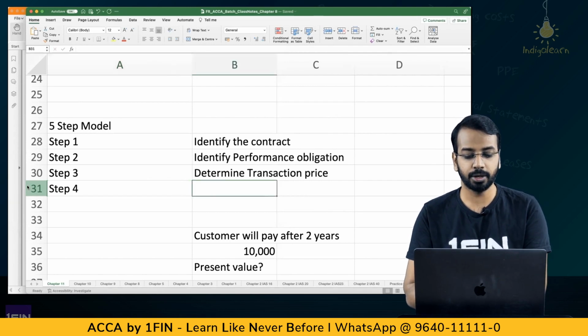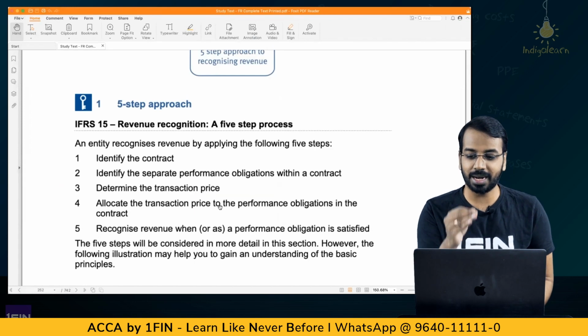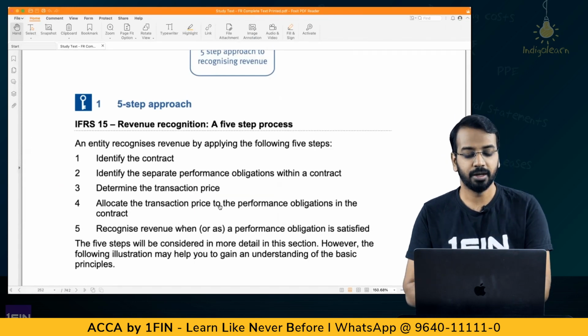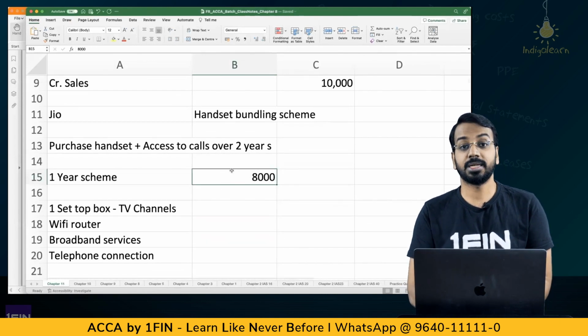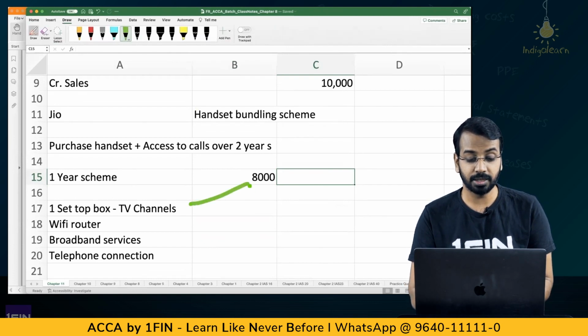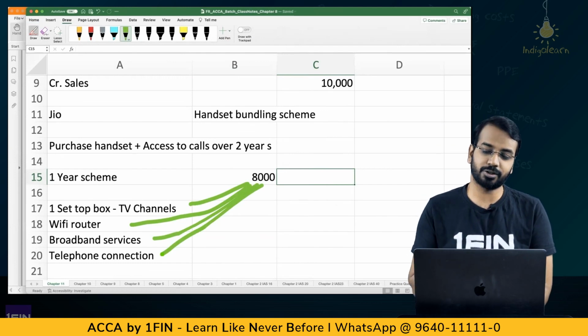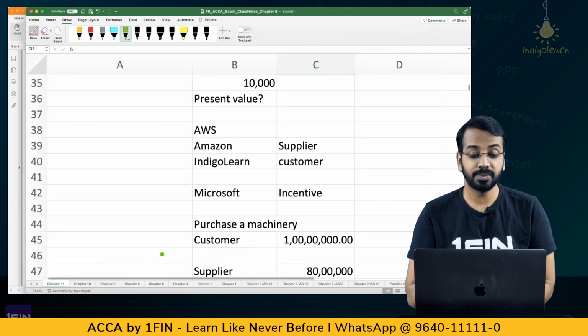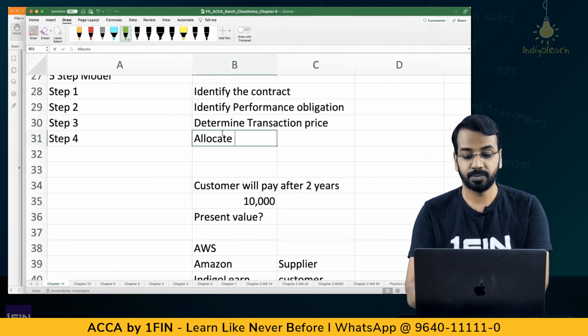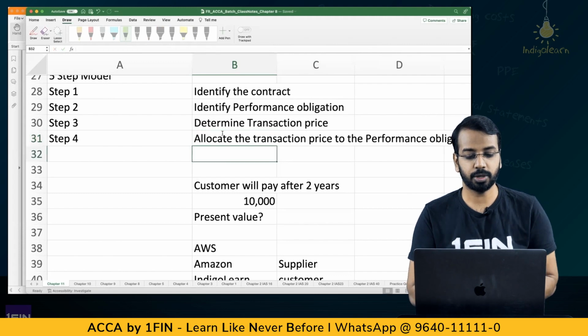Then step 4, the next step, is allocate the transaction price to the performance obligation in the contract. So this is the step that will determine how much will be the revenue. Okay. For example, here 8,000 rupees. 8,000 is what? Your transaction price. Now what you need to do is this particular 8,000 you have to allocate between the set-top box, the Wi-Fi router, the broadband services, and the telephone connection. And you have to say, okay, for this performance obligation, this is the transaction price. For this performance obligation, this is the transaction price, right? So that is the 4th step, where you allocate the transaction price to the performance obligation.